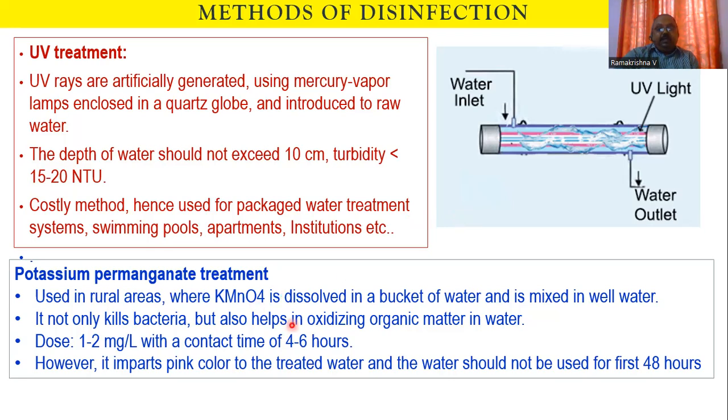Potassium permanganate is also used at some places. KMnO4 is dissolved in a bucket of water and is mixed in well water. It not only kills bacteria but also helps in oxidizing organic matter in the water. Contact time is around 4 to 6 hours and dosage is around 1 to 2 milligram per liter. But the drawback with this method is that potassium permanganate gives a pink color to treated water and it should not be used for the first 48 hours.